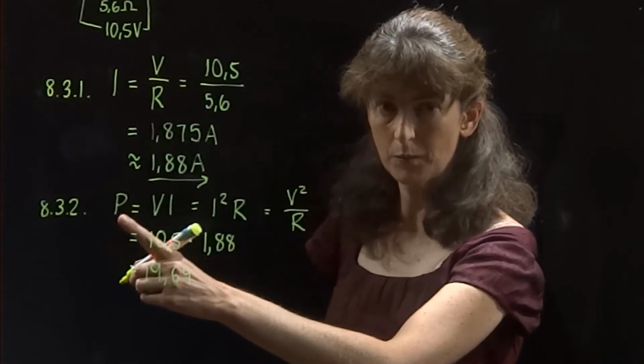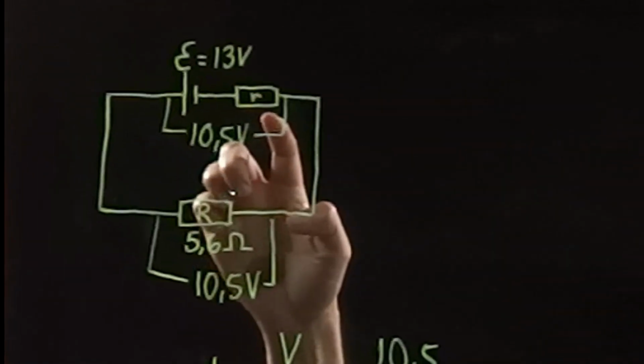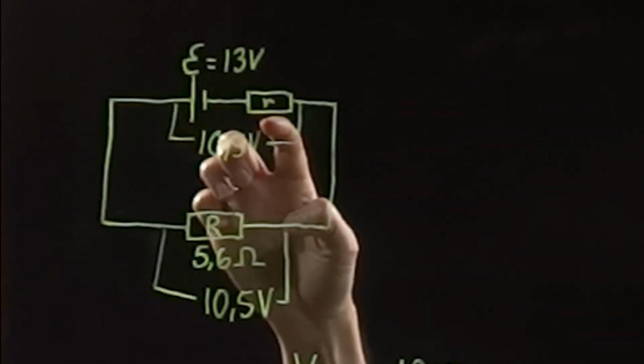We must give the correct unit. What are we speaking about? Power. What is power measured in? Watts. Next, we are asked to find the internal resistance of the battery, small r.